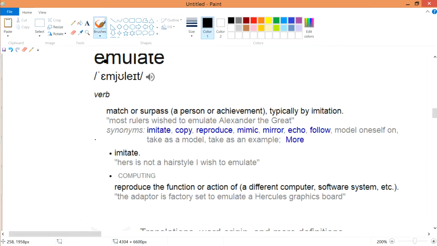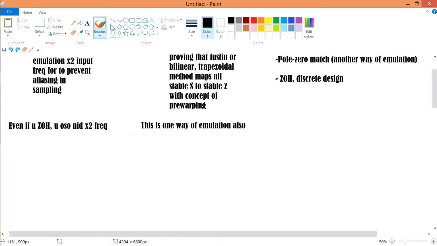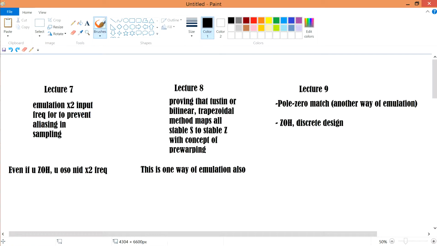And the method of emulation by definition is that you match or surpass the limitations, or in other words you reproduce the function or actions by certain other means. Okay, so it's something like copying or imitating something. Alright, in a very nice way we call this emulation. Okay, so we want to emulate or we want to reform our analog signal. Alright, so we want to imitate or copy our analog signal by using a digital one. Alright, so therefore this emulation is one method.